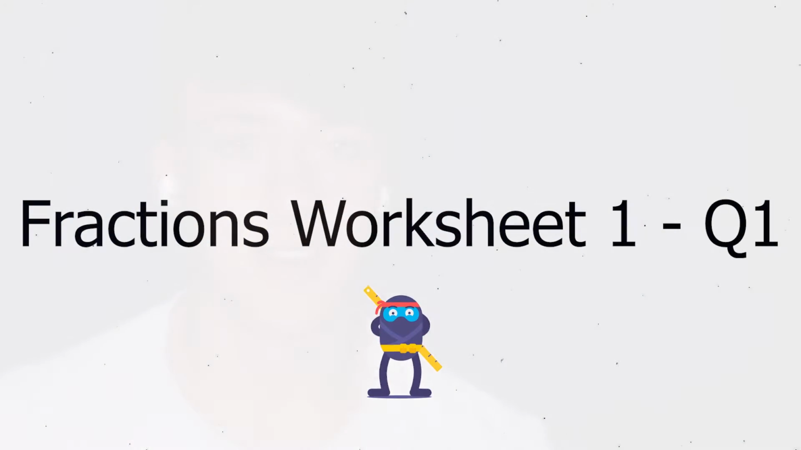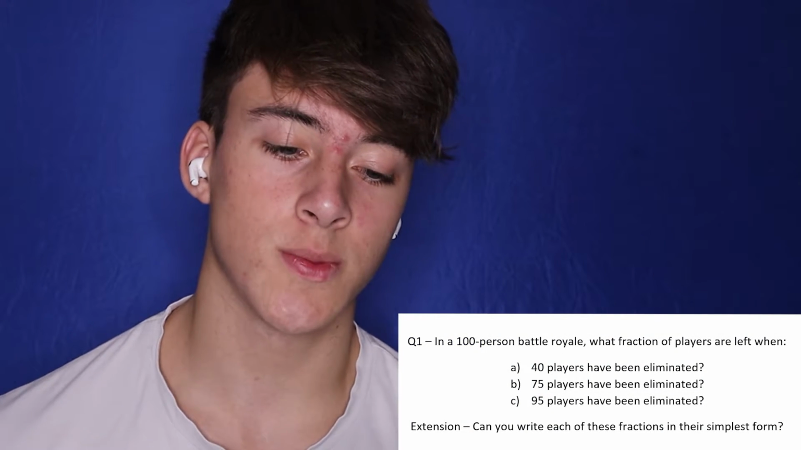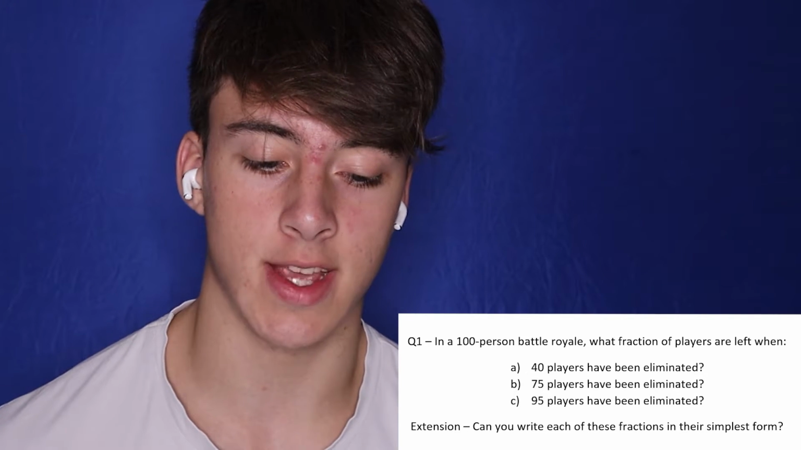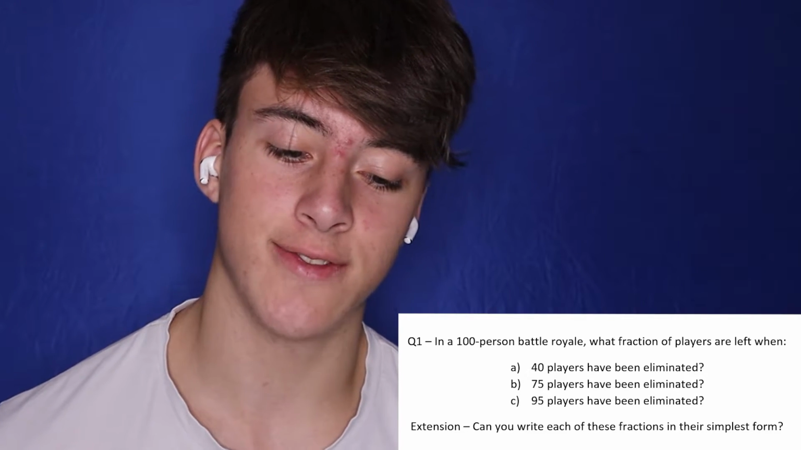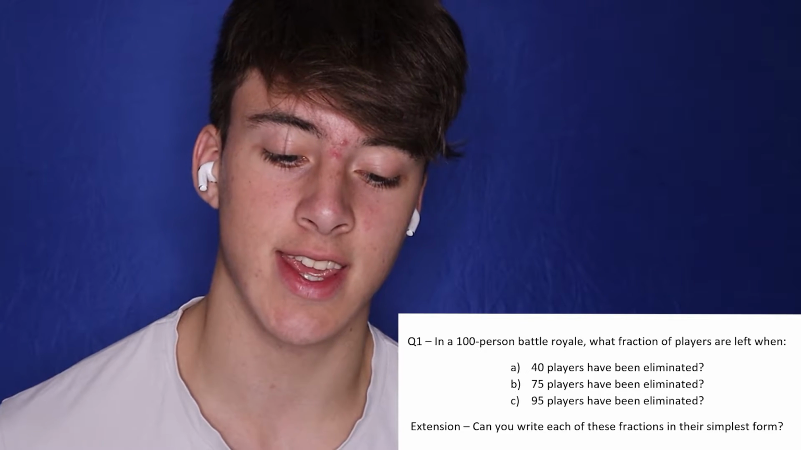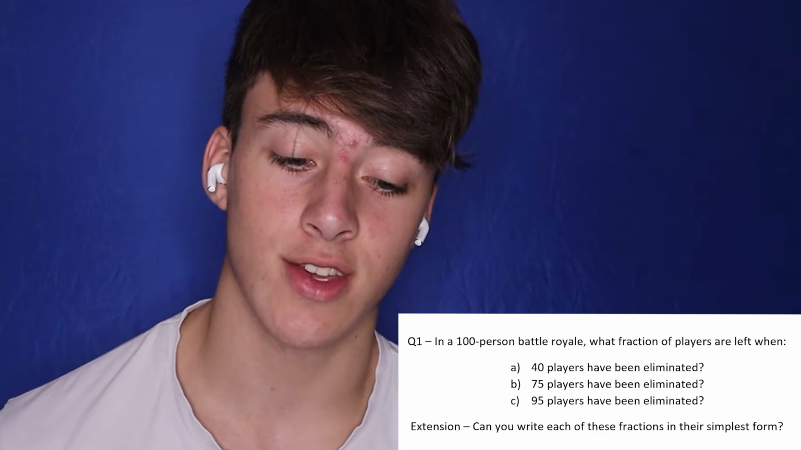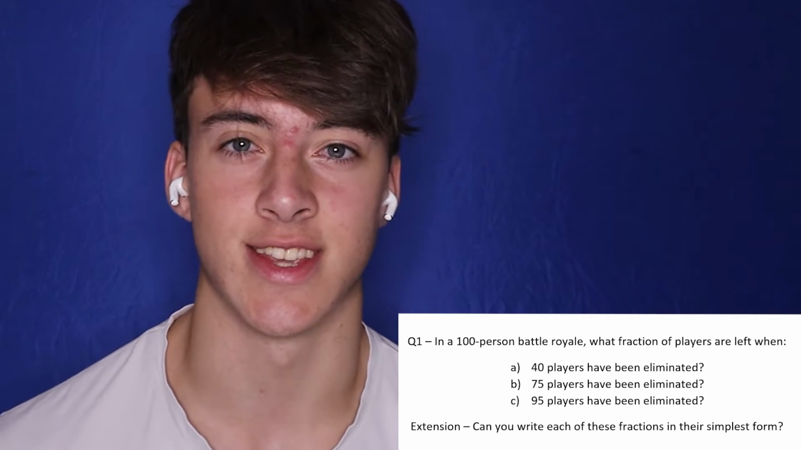Today we're going to be going over question 1 of the Fractions Worksheet 1. Okay, so the question was, in a 100-person battle royale, what fraction of players are left when A, 40 players have been eliminated, B, 75 players have been eliminated, and C, 95 players have been eliminated. And there was also the extension of could you write each of these fractions in their simplest form.